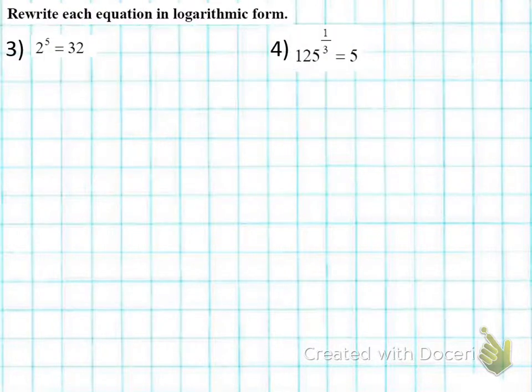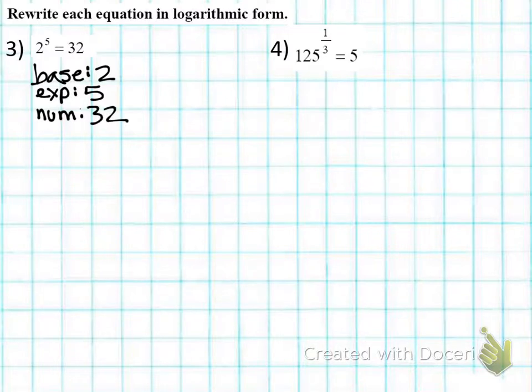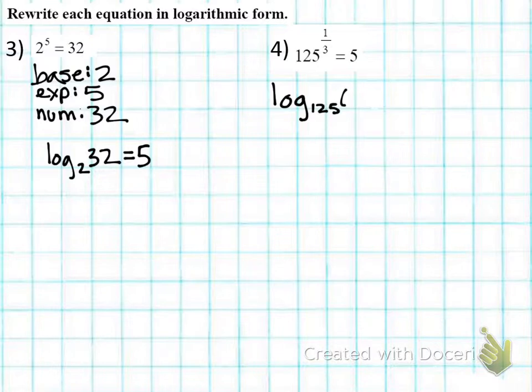Alright, and moving on, a couple more examples here. Again, I'm just writing down each piece. So the base here would be 2. The exponent would be 5. And the other number then is 32. Okay, so now I rewrite the equation in logarithmic form using that basic layout. So I'll have log base 2 of 32 equals 5. Okay, then for number 4 in class, I had the students do this on their own. So they were to get log base 125 of 5 equals 1/3.